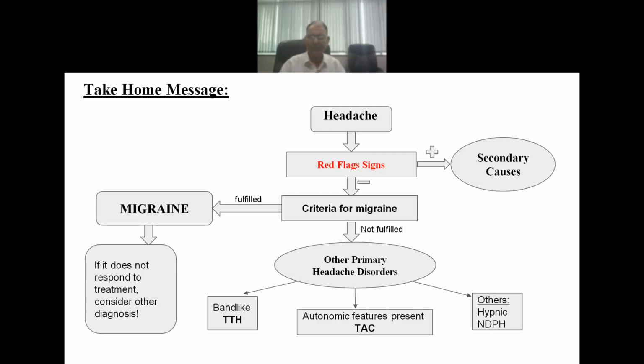This comes into the differential diagnosis of headache: band-like, that is tension type headache, TTH. It will be bilateral and the patient will have excruciating pain as if a band is tied around his head. Then trigeminal autonomic cephalalgia, with autonomic features. Think of this diagnosis, and others like hypnic headache and NDPH. All these are really rare diagnoses, but they should come to your mind when the patient fails the treatment of migraine, because many times the patient responds to triptan if the initial diagnosis is correct.